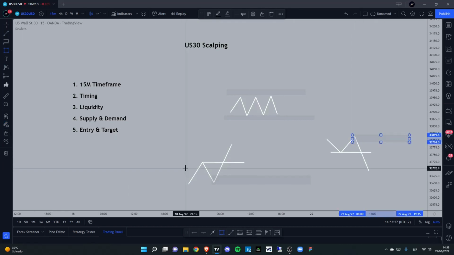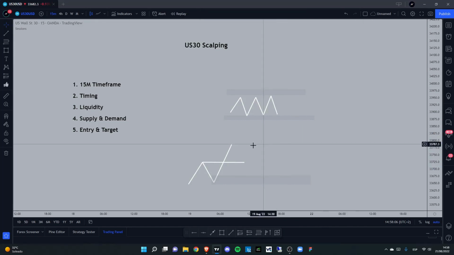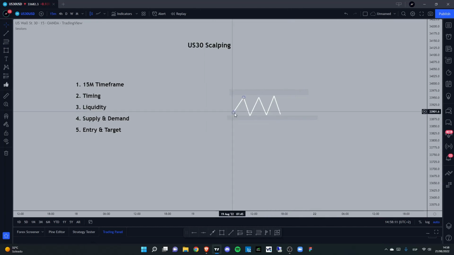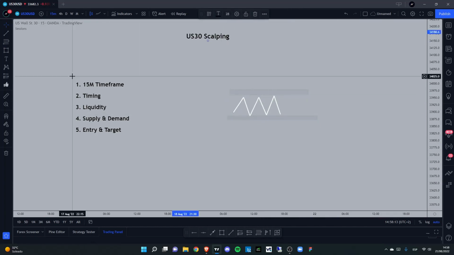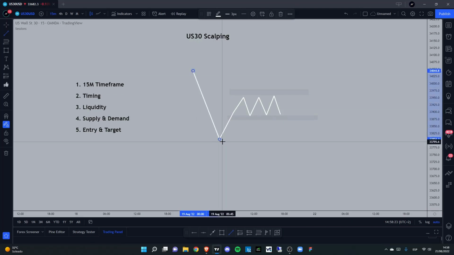So now what we want to see with liquidity and supply and demand together, let me just remove all this and show you the complete setup, basically what we're looking for. Once we see this, we see the consolidation. What we want to see is either a demand zone right here below these lows, or a supply zone above these highs.